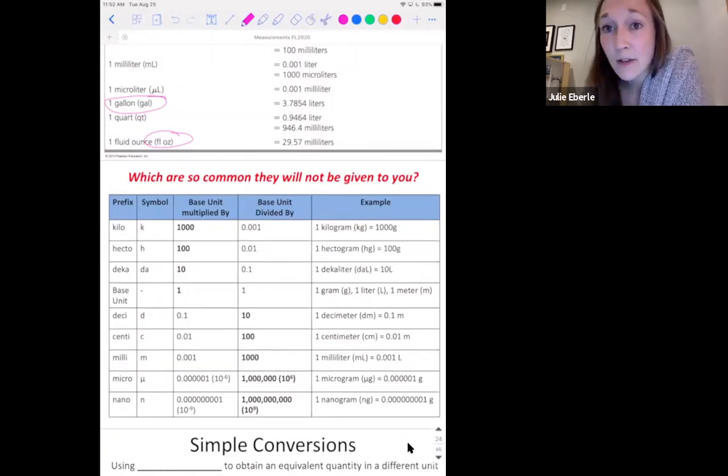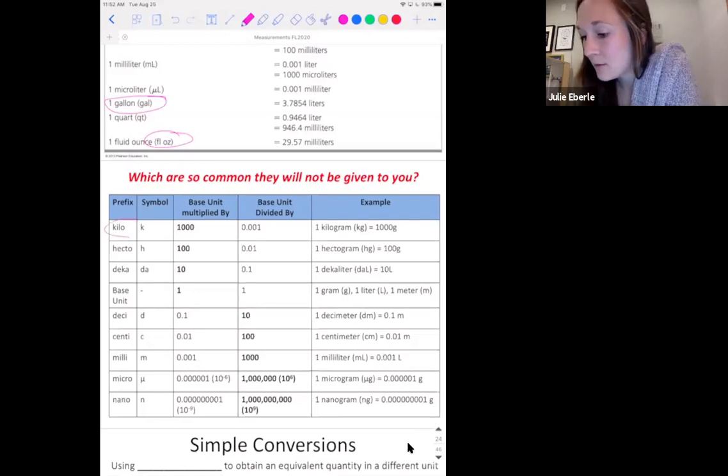It's going to benefit you to know these terms, okay? So kilo, know kilo and how it relates to the base unit. Need to memorize that. And then centi, milli, and micro. So these three down here.